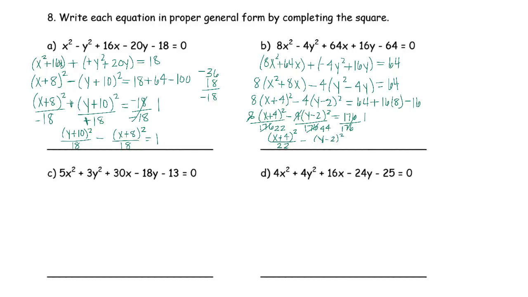Y minus 2 all squared all over 44, and that is equal to 1. And all of this awesome sauce right here is your final answer. Yes, there's going to be one like that on the test, so go ahead and work through it. All right, next problem. Let's swap colors. All right, and again, same process. Group your x's together. So 5x squared plus 30x. And then group our y's together. 3y squared minus 18y. And then throw 13 over to the other side.